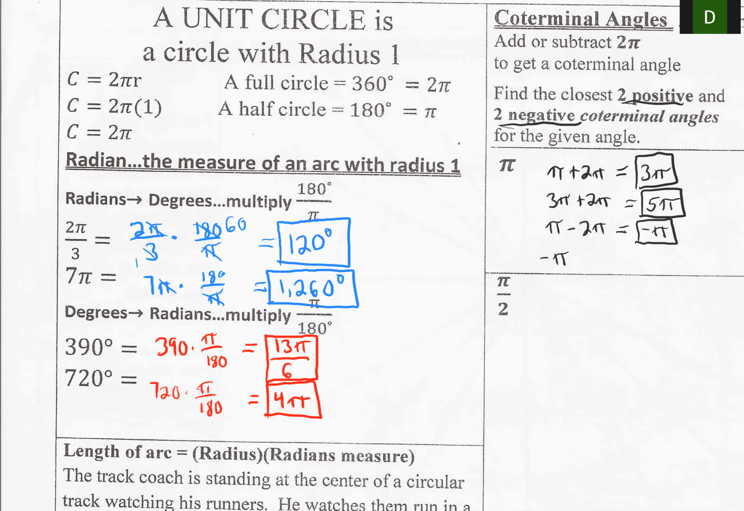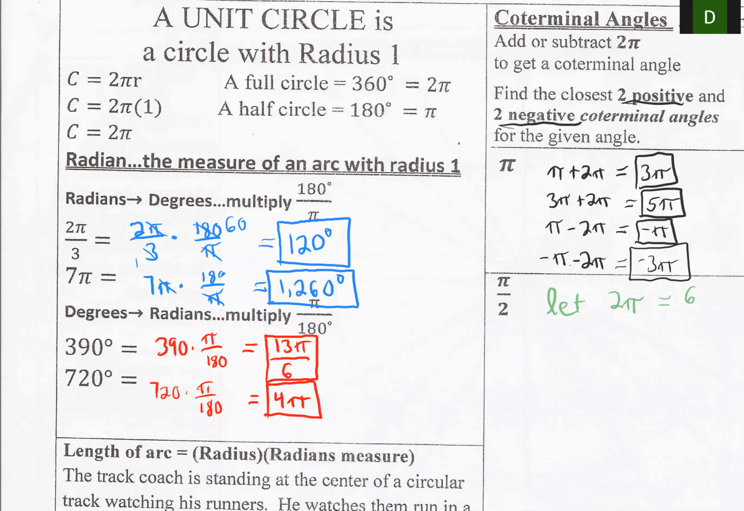Okay, for pi over 2 now, I'm going to let 2 pi equal 6 pi over 3, just as 4 pi over 2, sorry. So if you notice, I have a denominator of 2 here. So to get a common denominator, instead of adding and subtracting 2 pi, I'm going to add or subtract 4 pi over 2.